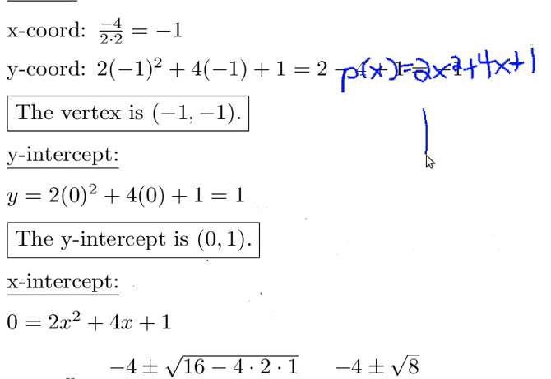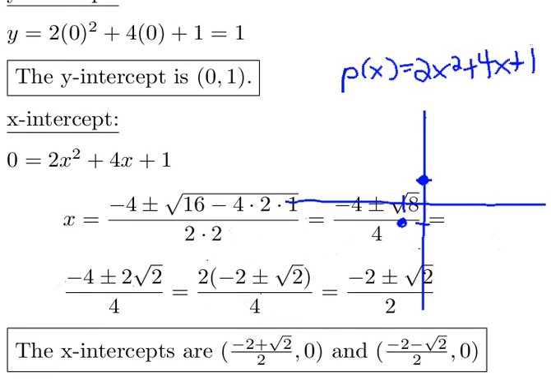Okay, that's straight enough. So the vertex is at negative 1, negative 1. So here's the vertex. The y-intercept is at 0, positive 1. I'm going to make that a little bigger so we can see it more easily. And let's scroll down.